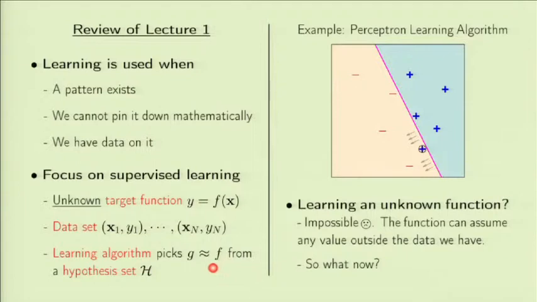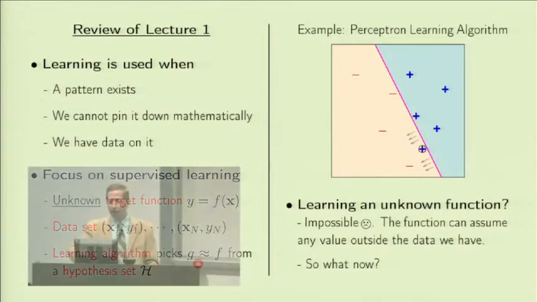And hopefully g approximates f, the actual target function, which remains unknown. And g is picked from a hypothesis set. The general symbol for a member of the hypothesis set is small h. So small h is a generic hypothesis. The one you happen to pick, you are going to call g.